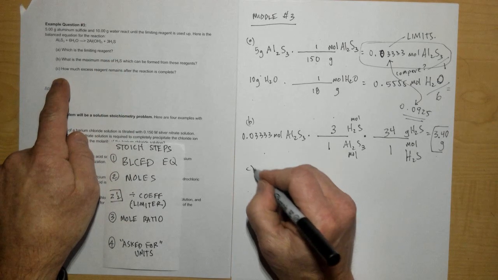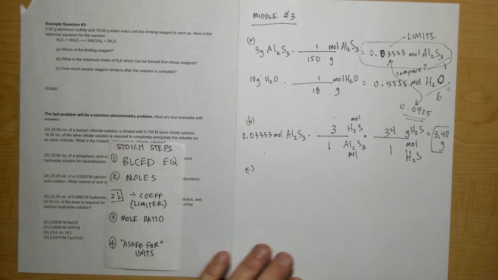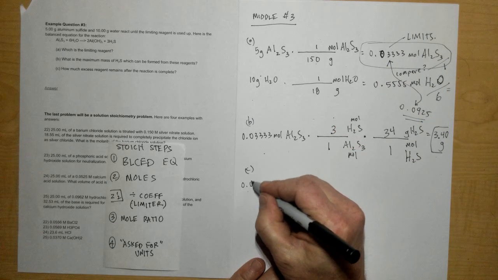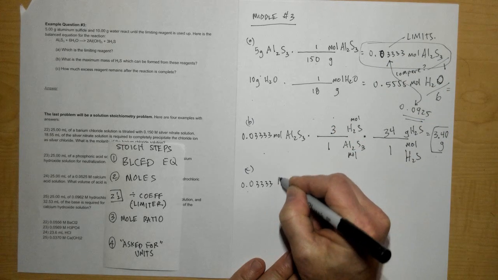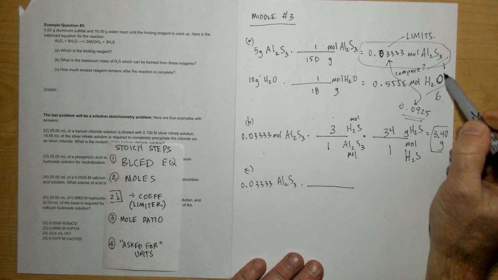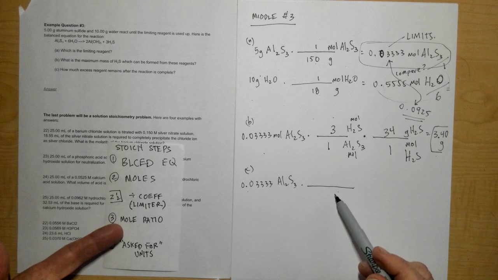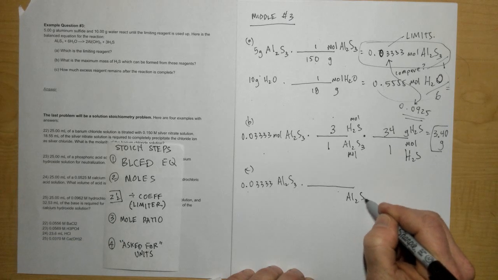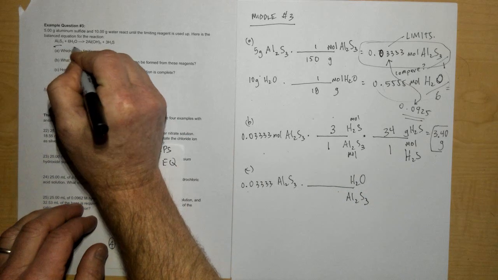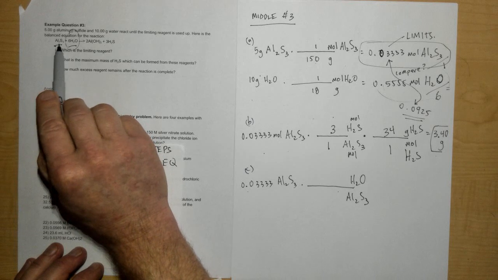And then letter C, how much excess reagent remains after the reaction is complete. So I know that water is my excess reagent, but I always want to start with my limiter. So start with my 0.03333 moles of Al2S3. And now to find out how much water is actually being used, we need to do a comparison, a mole-to-mole ratio between Al2S3 and the water. Okay, so I want to compare these two because I want to know how much is actually going to be needed when this guy's completely used up.